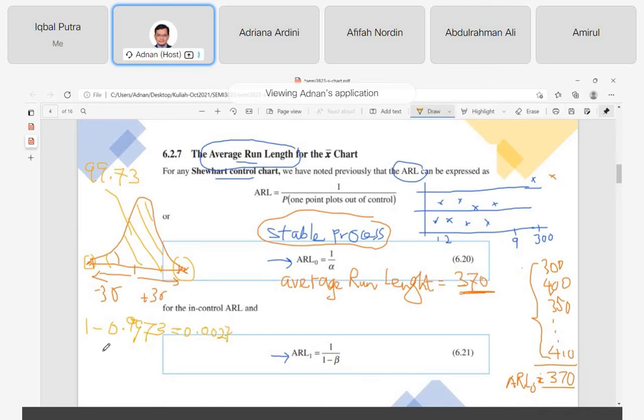So ARL node will be 1 over P. P is this value and this value, so we have two-sided. So the P here is 0.0027. This is for a stable process. What do you get for this number, 1 over 0.0027? Can somebody help me put it in your calculator?